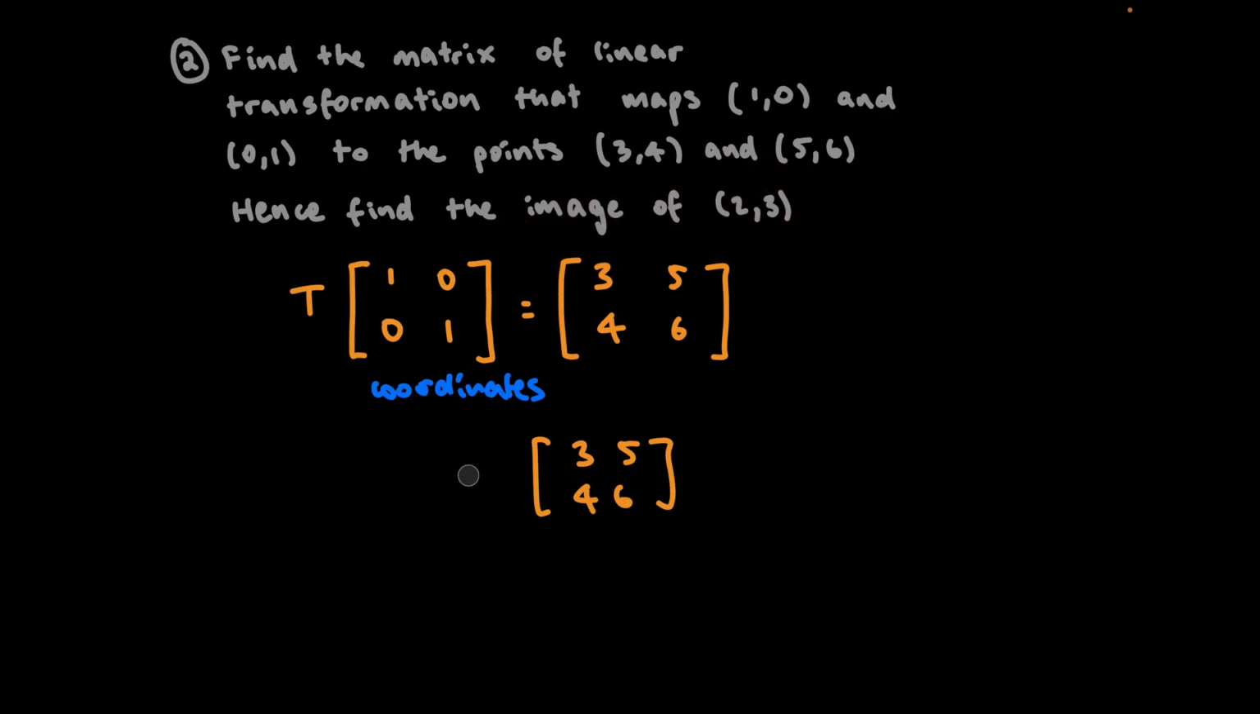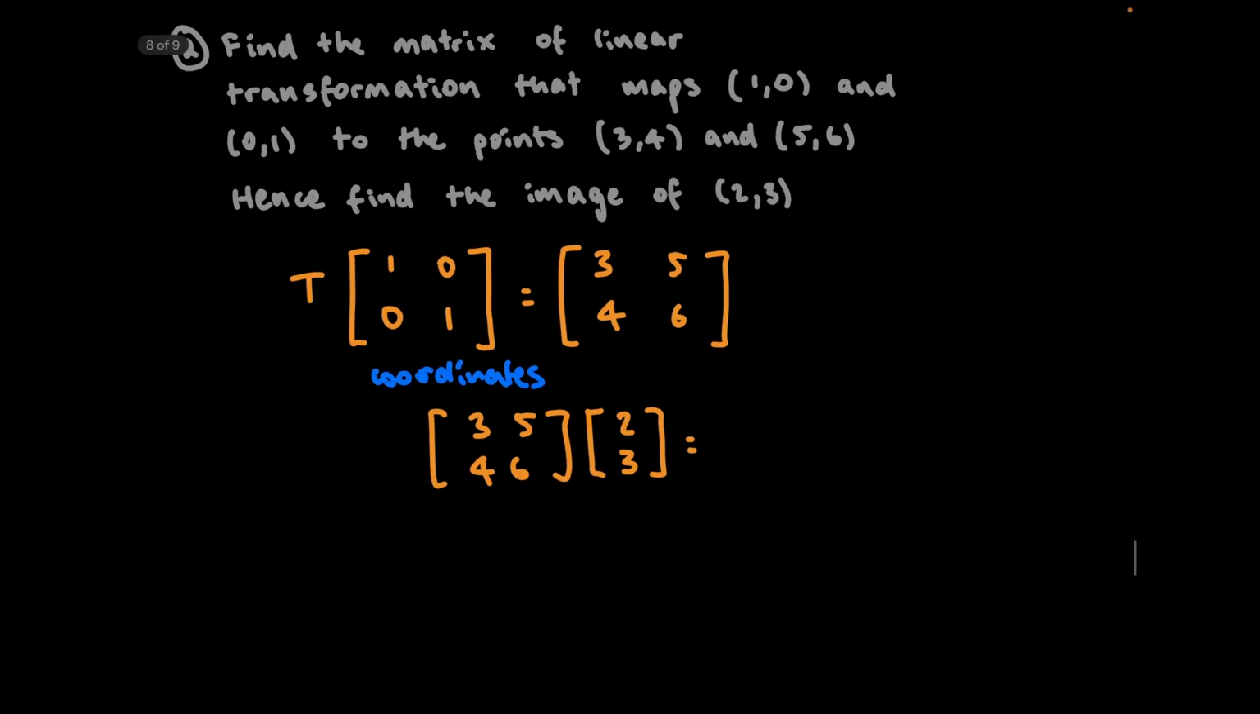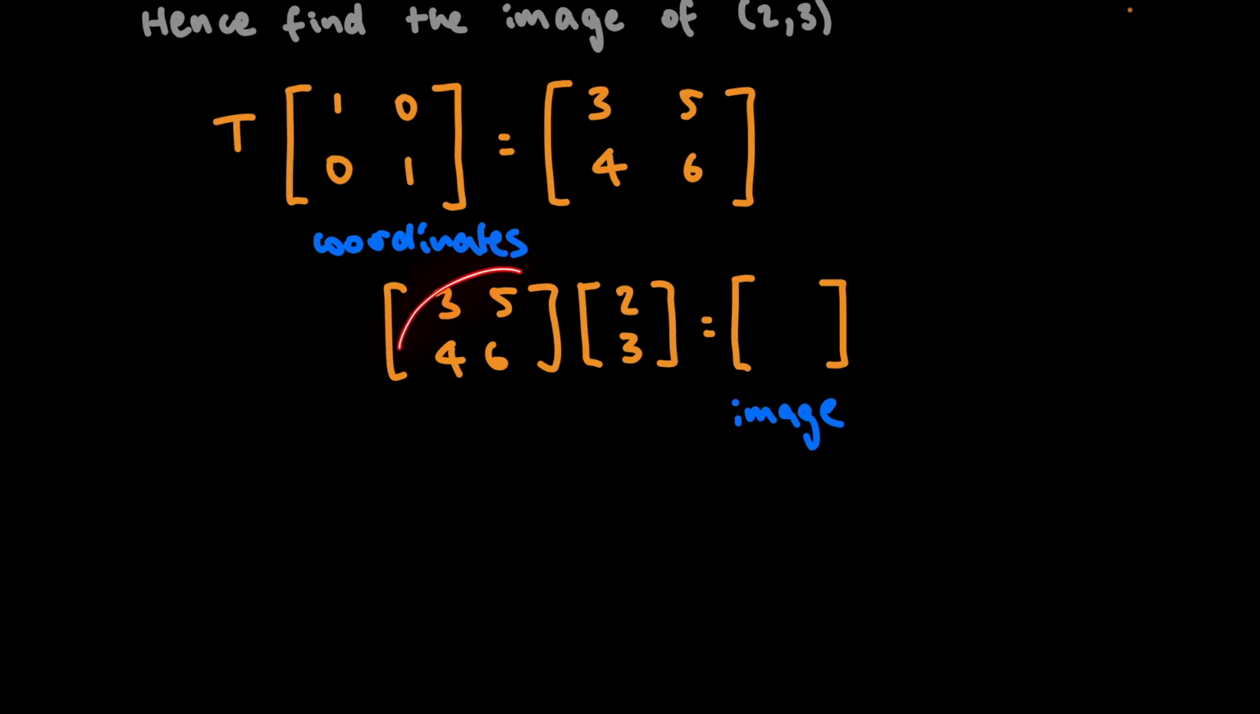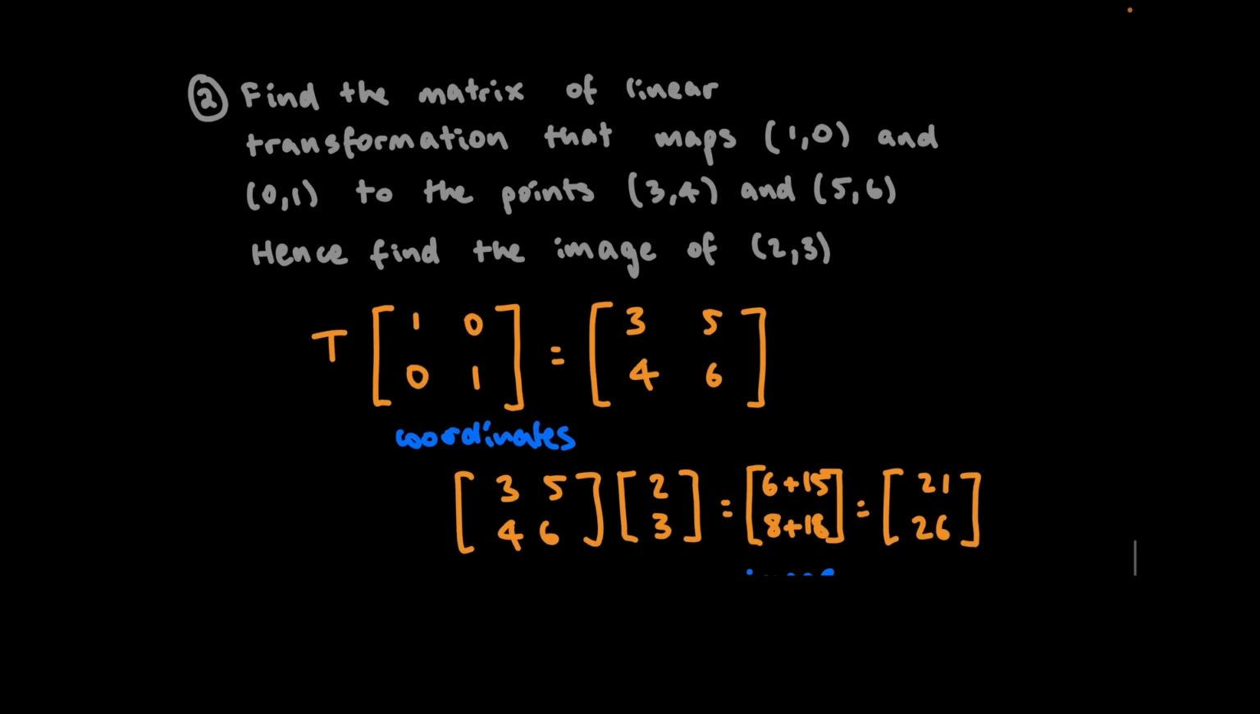So what we're going to do is take our transformation matrix and simply post-multiply by the coordinates we want to transform. So we take the transformation and we multiply by the coordinates. And we'll end up with our image. In this case, our image is just going to be the product of these two matrices. So 3, 5 times 2, 3, that will give us 6 plus 15. 4, 6 times 2, 3, that will give us 8 plus 18. And that will simply equal 21, 26. And this is your image of the point 2, 3.